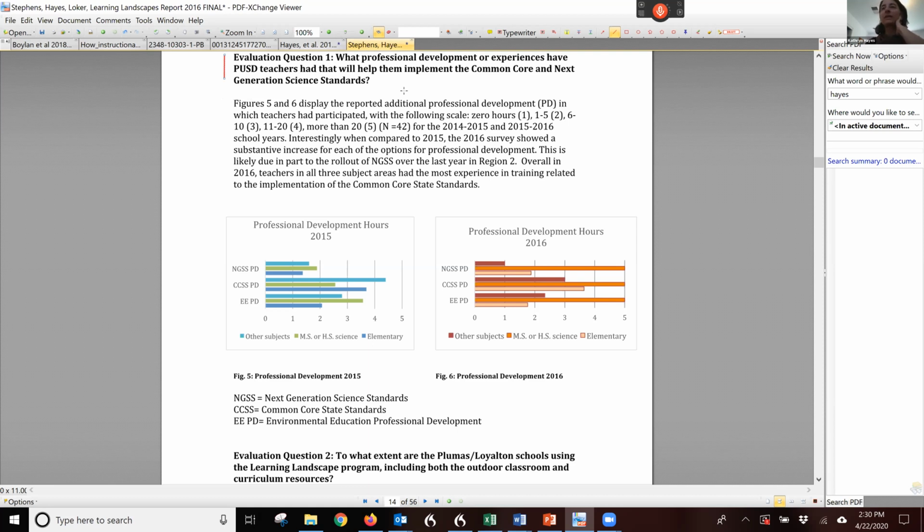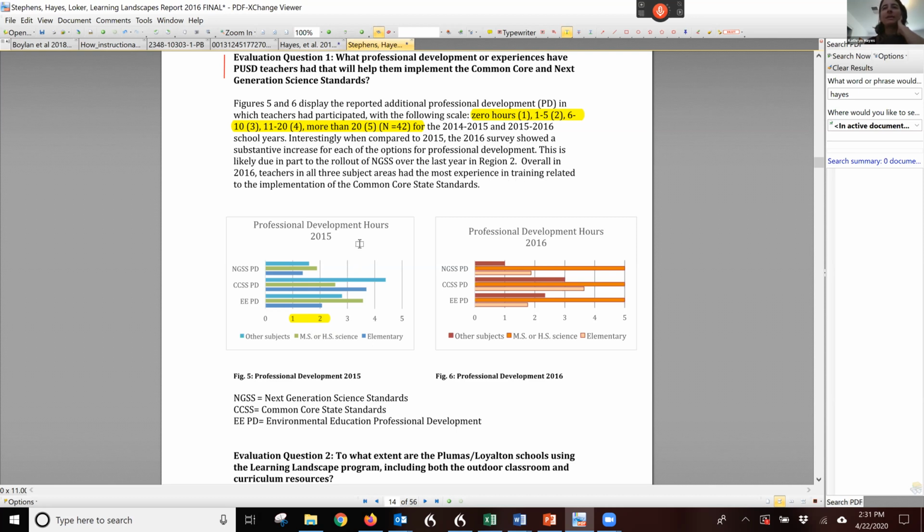But this is merely a descriptive portrayal of numbers, right? So it's just descriptive. It literally is how many hours, all right? Now, notice that in the text, first, it directs people's attention to the figure, and it defines what the scale is. 0 hours is 1, 1 to 5 is 2, etc. Right? Because they may look at this figure and go, oh, well, they had 1 hour of professional development. You know, they had 2 hours of professional development, but up there it explains that's not the case.